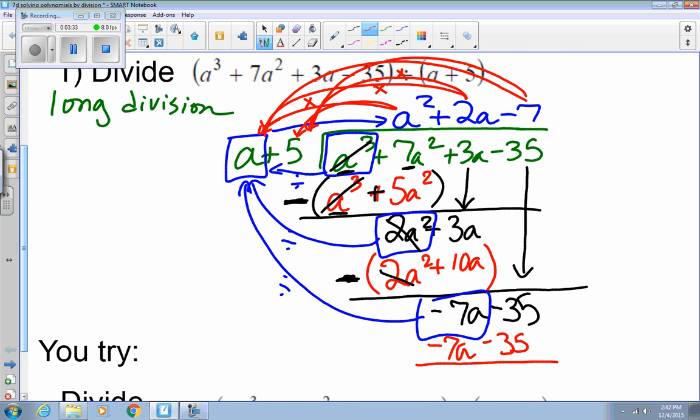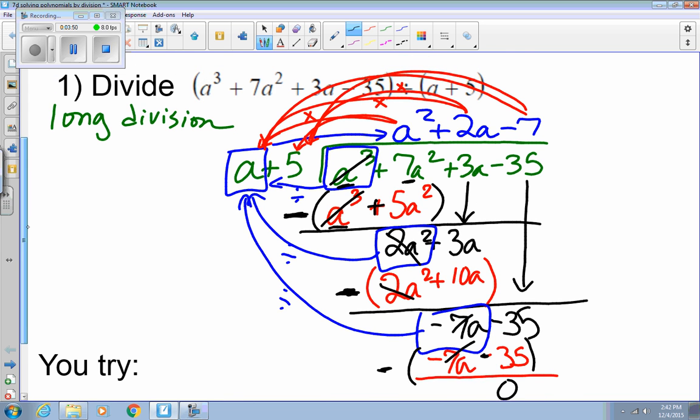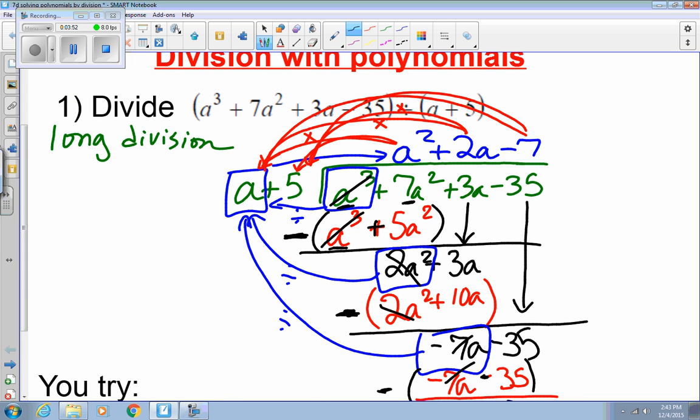And when we subtract these, you subtract the first terms, they cancel. Negative 35 minus negative 35 cancels out. You should always get 0 here. Okay? So that is long division. We will be doing this again. I'll be doing this on the next example.